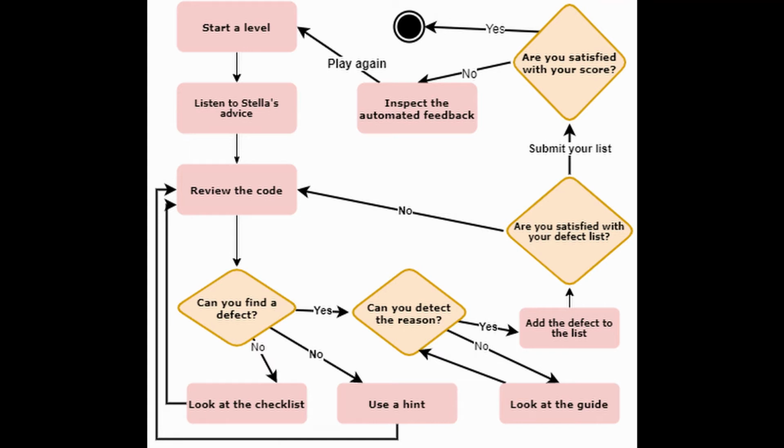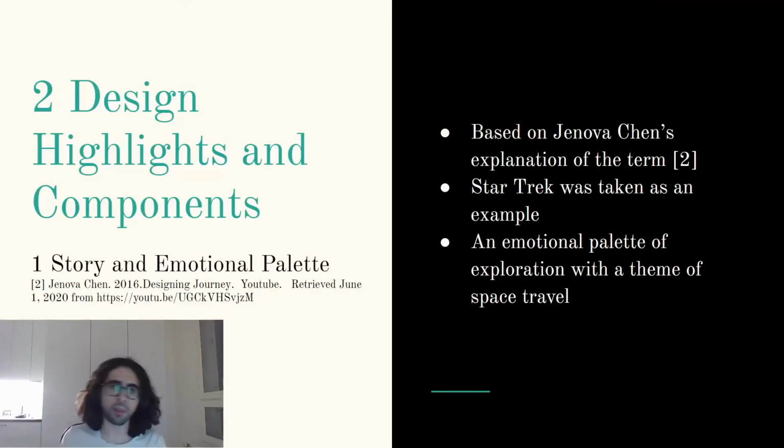And when they're satisfied with their defect list, they're supposed to submit their choices and see their score. If they're not happy with the score, they can try and see whether they have missed any defects in the code. If they're stuck, they can use the checklist or the hints that are offered to them per level to see if they're missing anything with their process. If they're having problems identifying what kind of defect a piece of problematic code is, they can check the guide. With the basics of the game design and expected flow in mind, let's look at certain aspects of the design, zoom in, and try to see some interesting bits.